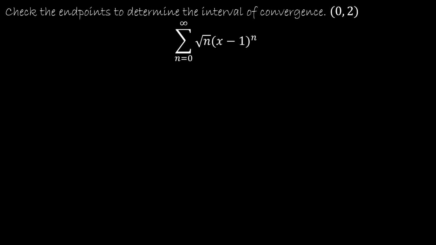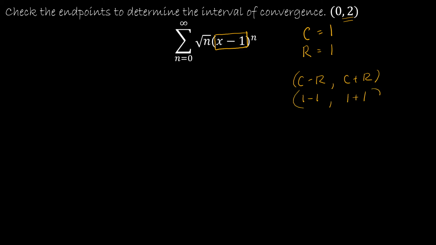Just to recap, up to this point we have found that the center is 1, which we found just by examination, and we did a lot of work to find that the radius was also 1, and that is how we then found 0, 2. We said, if C was 1, then C minus R, comma C plus R is how we find our interval, which is 1 minus 1, comma 1 plus 1, which is where we came up with 0, comma 2.